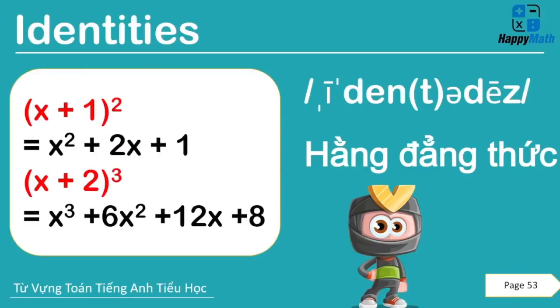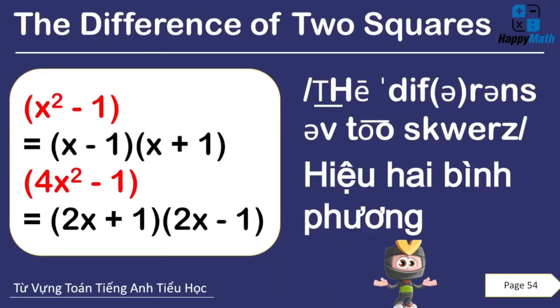Identity. You have 7 identities you should remember. 7 hằng đẳng thức đáng nhớ. The difference of the two squares. This is the name of one of the 7 identities you should remember. Or to make it clearer, you can use this formula: a squared minus b squared, and it will be equal to a minus b, times a plus b.